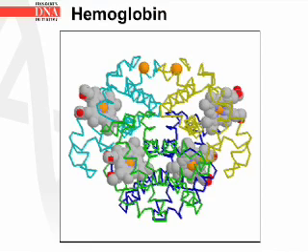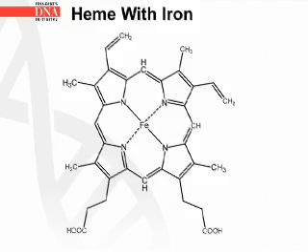Here is an example of what a hemoglobin molecule looks like. And this is an example of the chemical structure of heme containing iron. Notice the iron, Fe, is in the center of the heme molecule.